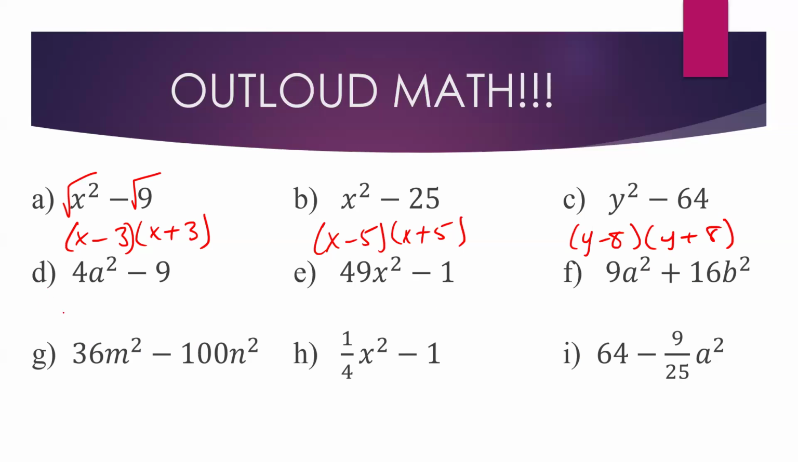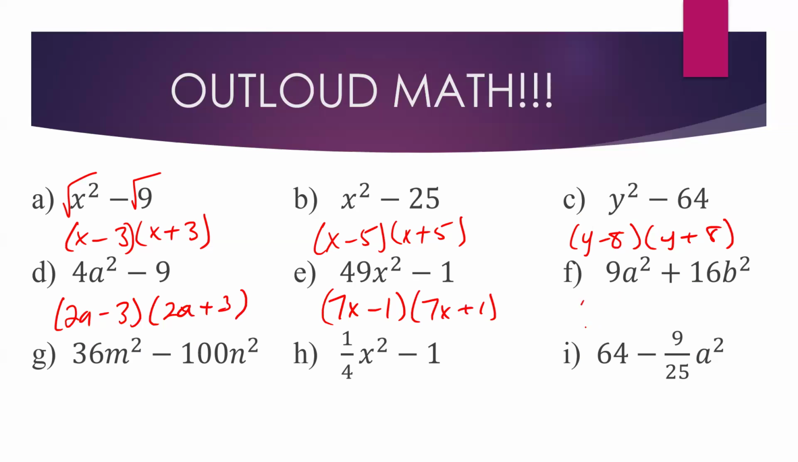What is the square root of 4a squared? 2a. What is the square root of 9? 3. So we have a minus 3 and a plus 3. What is the square root of 49x squared? 7x. What's the square root of 1? 1. You're going to have a minus and a plus. What is the square root of 9a squared? What is the square root of 16b squared? 4b.